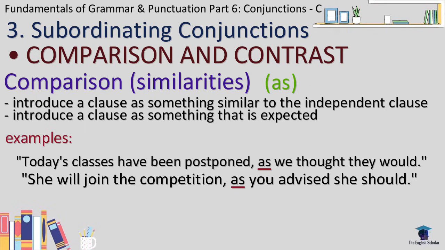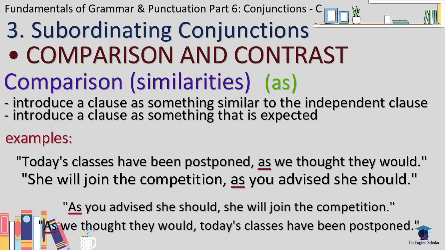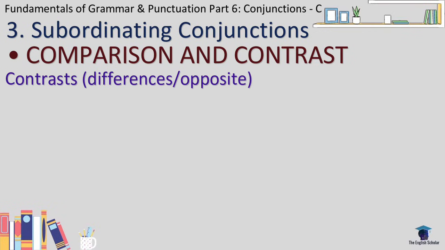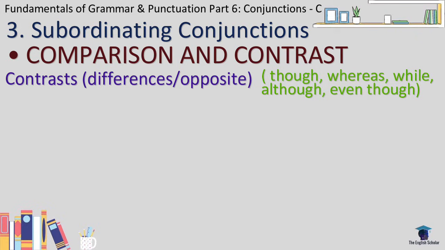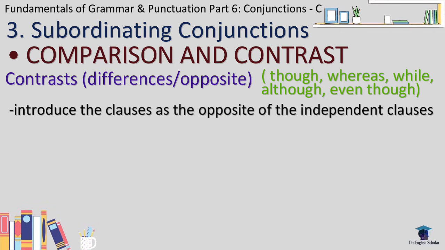Either way, it's fine. So, same thing we did in our examples earlier, we can interchange the dependent and independent clauses. As you advised she should, she will join the competition. As we thought they would, today's classes have been postponed. That's for similarities. Now we use the subordinating conjunctions though, whereas, while, although, and even though to introduce the clauses as the opposite to the independent ones.